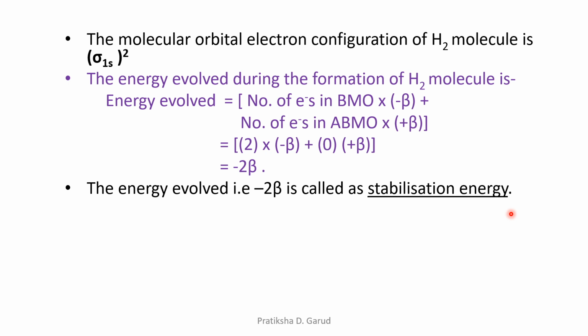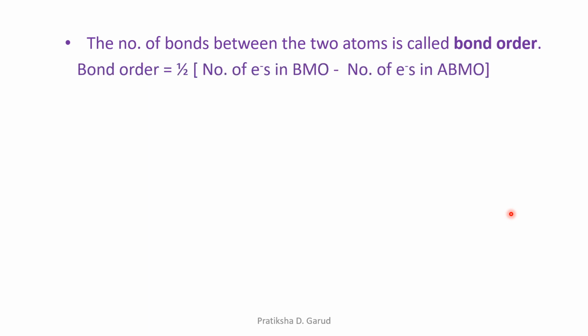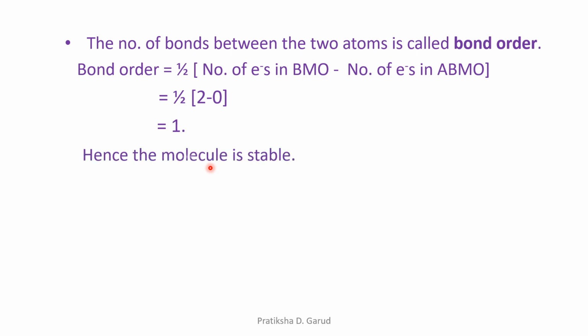Now we find the third factor, the bond order. Bond order is the number of bonds between two atoms, and it is given by the formula: bond order equals 1/2 into number of electrons in BMO minus number of electrons in ABMO, which equals 1/2 into 2 minus 0, which equals 1. This value 1 indicates that there is a single bond between the two hydrogen atoms. Hence we can say that the H2 molecule is a stable molecule.